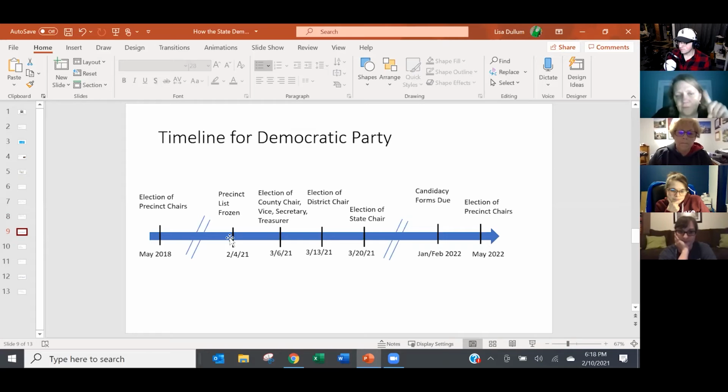On the 4th of this month, the list was frozen. And then on the 6th of this month, we will actually elect the county chair, the vice chair, and the treasurer. And then the next week we do the district chairs, and then the following week we do the state chairs, as I mentioned. The next opportunity for a precinct chair to be elected is May of 2022, and you would have to have your candidacy form in by January or the first week of February of 2022.